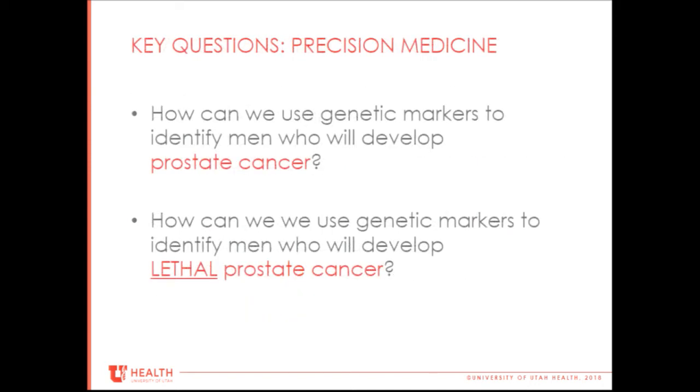So the key questions I want you to think about in the next 8 minutes are: can we use genetic markers to help identify men who will develop prostate cancer? Can this be a supplement to PSA or other types of screening for the disease? But more importantly, can we use genetic markers to find lethal cases of prostate cancer, really hone down on those parts of the disease that actually impact life expectancy in men?